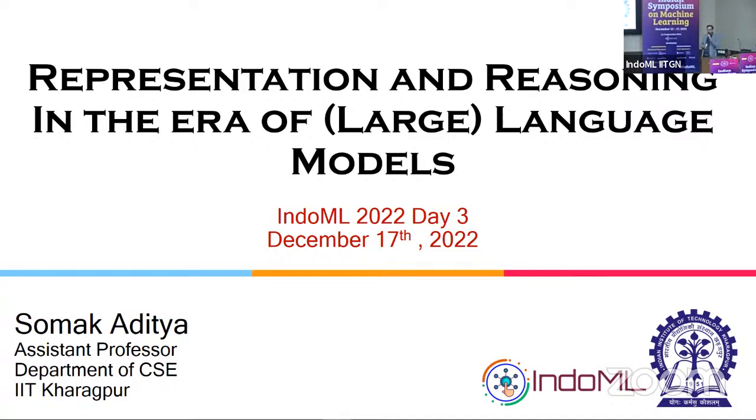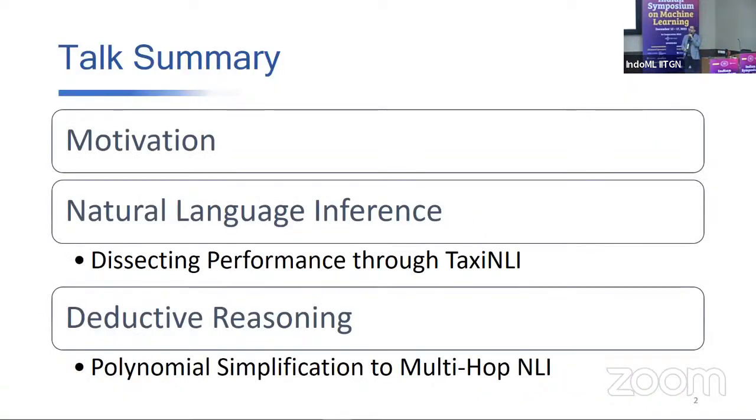So I'll talk about the relevance of representation and reasoning in the era of language models and large language models. We'll start with the outline. We'll first talk about the motivation, why we are looking at reasoning ideas. We'll use natural language inference as a representative task to formalize the problem a little bit more.